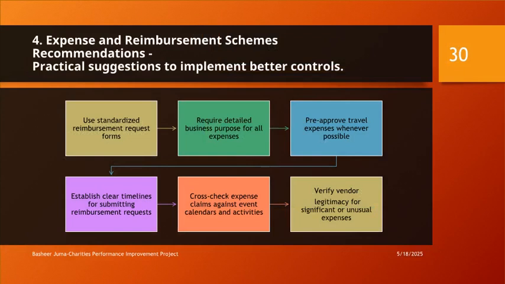Recommendations. Use standardized reimbursement request forms. Require detailed business purpose for all expenses. Pre-approve travel expenses whenever possible. Establish clear timelines for submitting reimbursement requests. Cross-check expense claims against event calendars and activities. Verify vendor legitimacy for significant or unusual expenses.